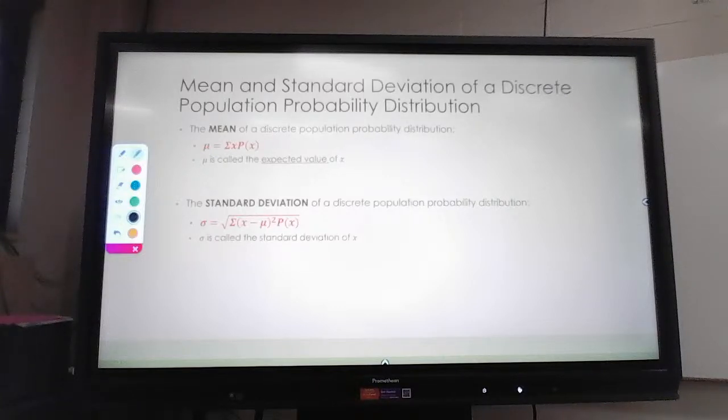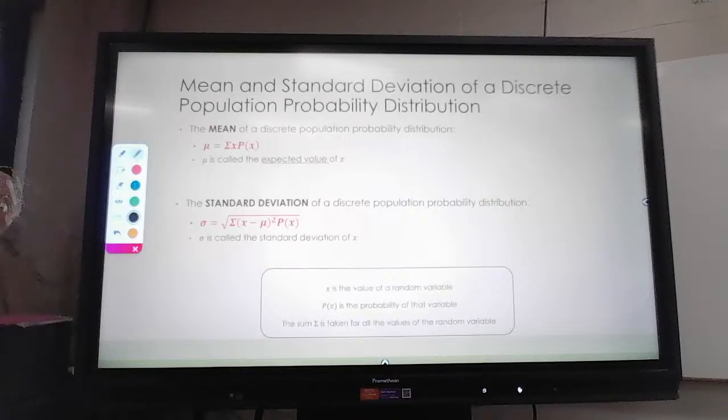And then we also have the standard deviation. The standard deviation of a discrete population probability distribution is going to be similar to how we did standard deviation in the past in chapter 3. There are going to be some differences, which I'll explain, but for the most part, it's roughly the same. You have your mean, you take X minus the mean, square it, but then this time we'll multiply that by the respective probability of that value. Then we add all those up, and then we take the square root to find our standard deviation. So again, x is the value of that variable, p of x is the probability, and the capital Greek letter sigma means a sum.